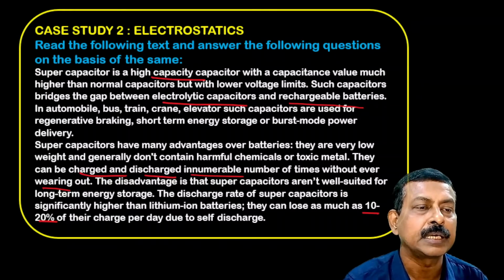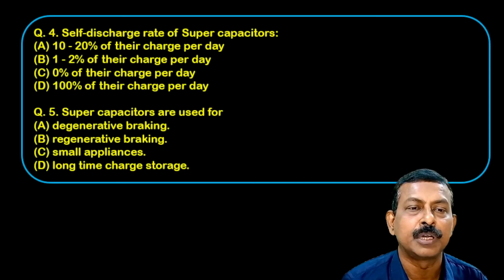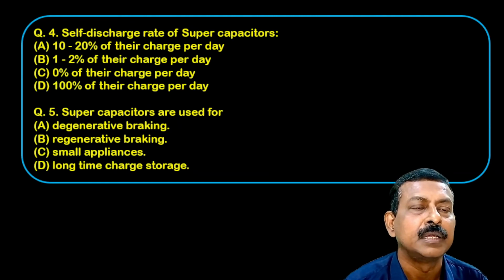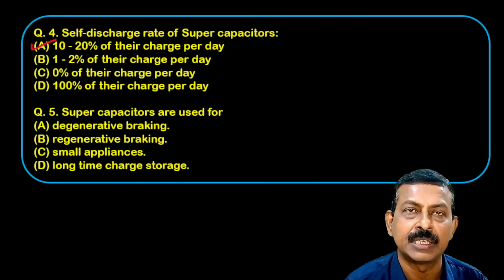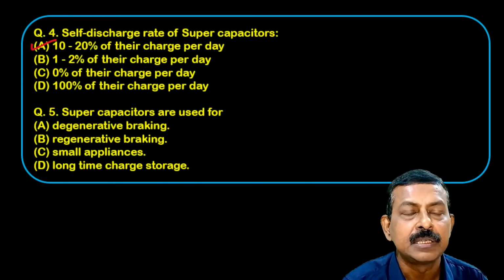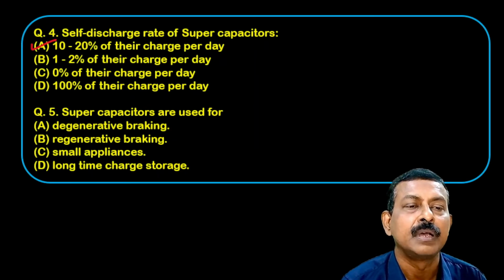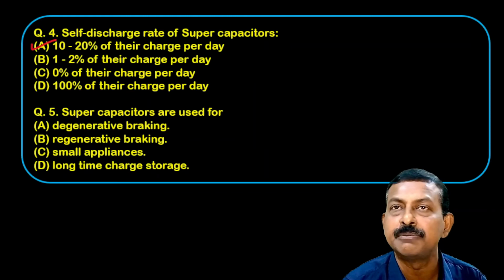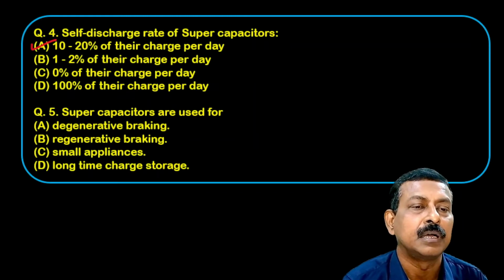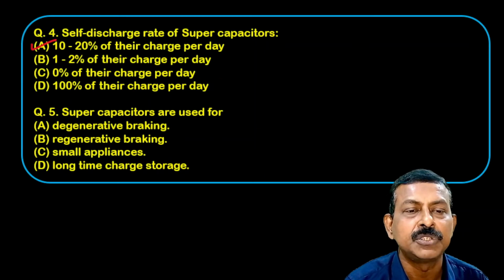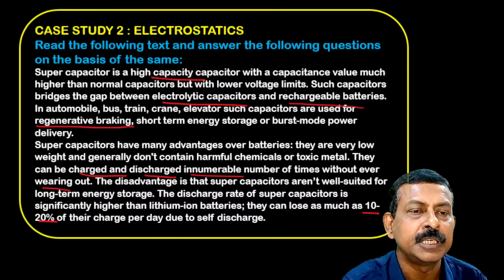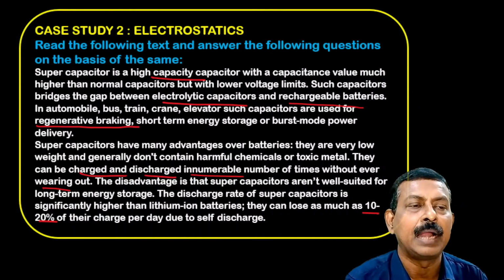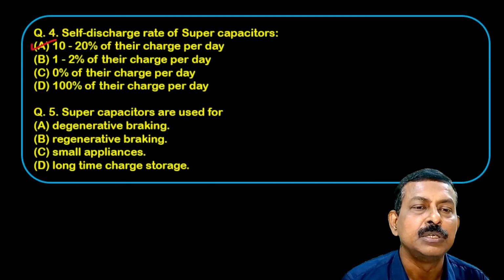So here the correct option is the first one: 10 to 20% of their charge per day they get discharged. And the fifth one is: supercapacitors are used for, and the different options are given: degenerative braking, then regenerative braking, then small appliances and long-term charge storage. Now, if you look at this, it is mentioned that regenerative braking. Okay. And this was also asked there in the question. So here it is for the regenerative braking there.